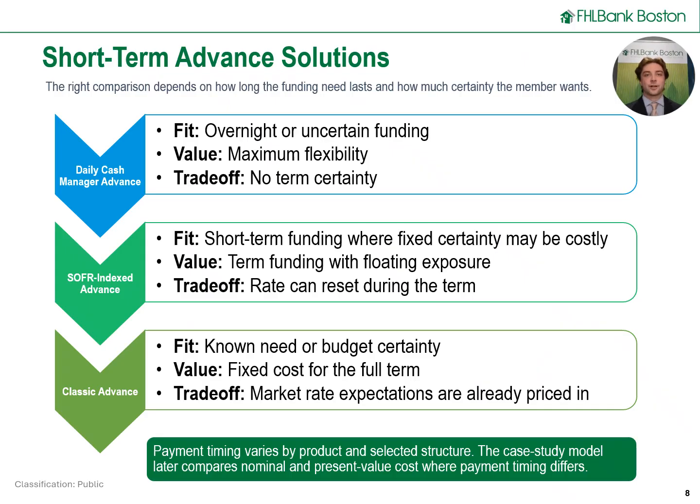Now we will match structure to the funding job. Daily Cash Manager, or DCM, is for true overnight or uncertain funding. It provides you maximum flexibility with daily repricing and no term certainty. A SOFR index advance gives term liquidity with a floating rate. That can fit a recurring or seasonal balance that is more durable than a daily swing without automatically paying for fixed certainty. A classic advance fixes the rate for the selected term, and that is useful when the need is known and budget certainty matters.